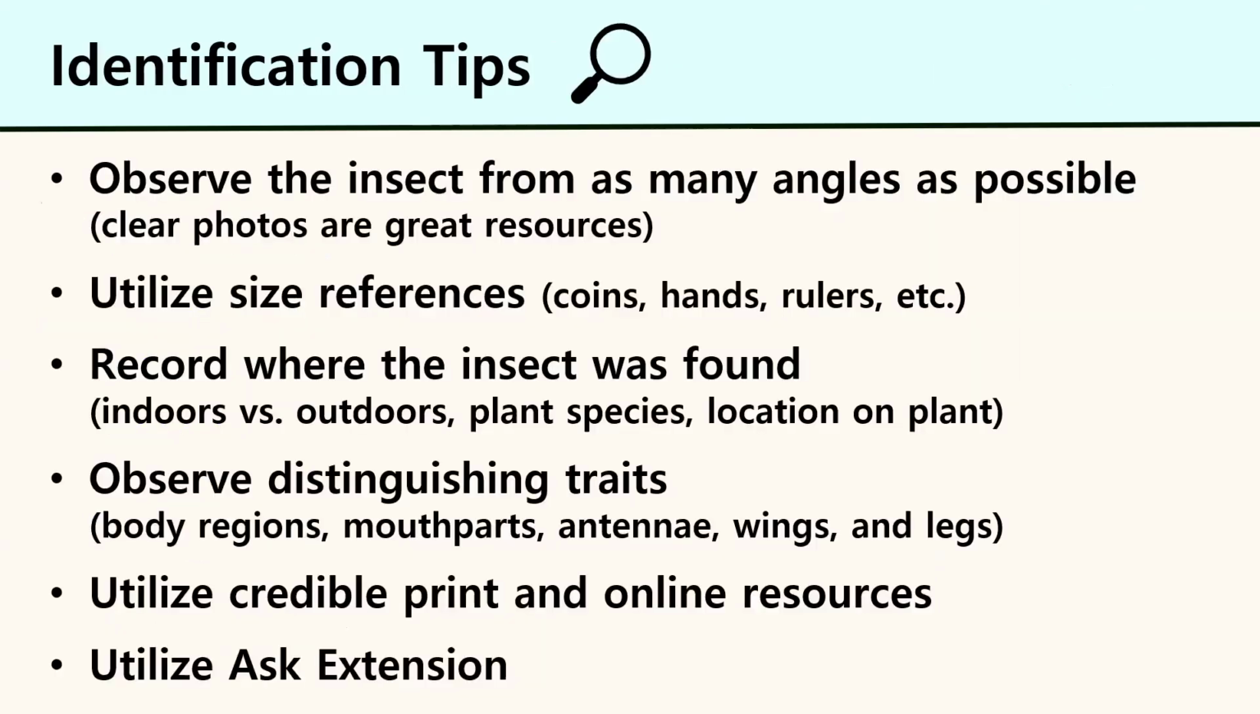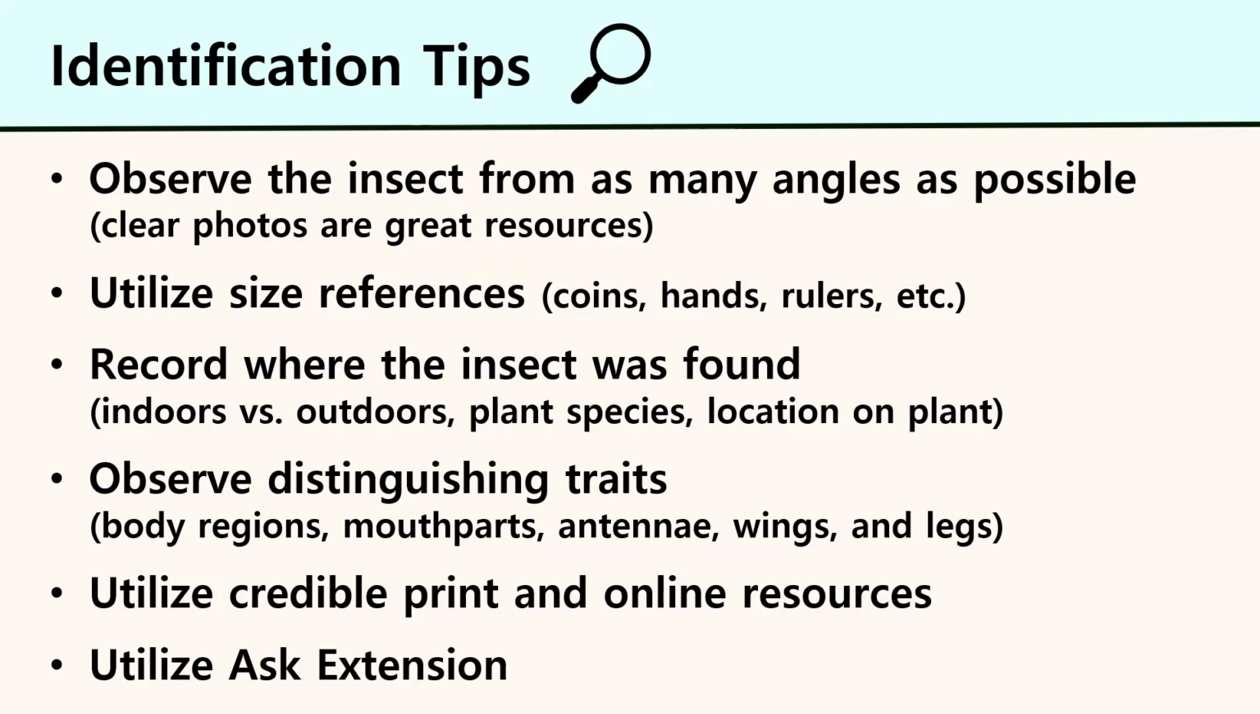Some identification tips to end us off. Observe the insect from as many angles as possible, getting those clear photos. Utilizing size references can be really important, especially for photos. Using things like coins and rulers can be really helpful. Record where the insect was found, whether indoors, outdoors, on a particular plant, and where on the plant. Observe distinguishing traits, as we learned, like main body regions, mouth parts, and number of wings or no wings.